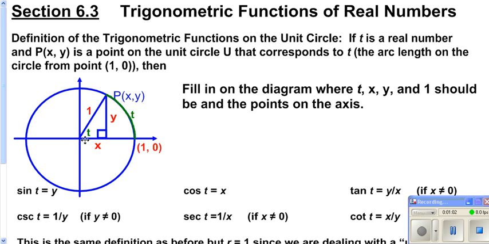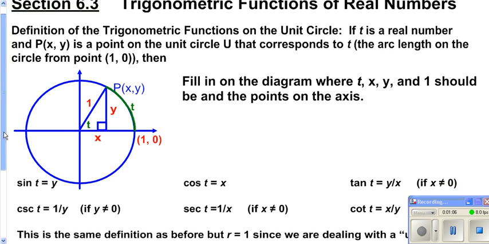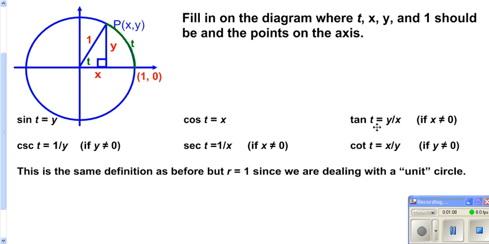Similarly, we get cosine to be adjacent over hypotenuse, or x. We get tangent to be opposite, y, over adjacent, x, still y over x. So therefore, the reciprocal of tangent would be x over y. Here, the reciprocal of cosine is secant, so it'd be 1 over x. Similarly, the reciprocal of sine is cosecant, so it'd be 1 over y.